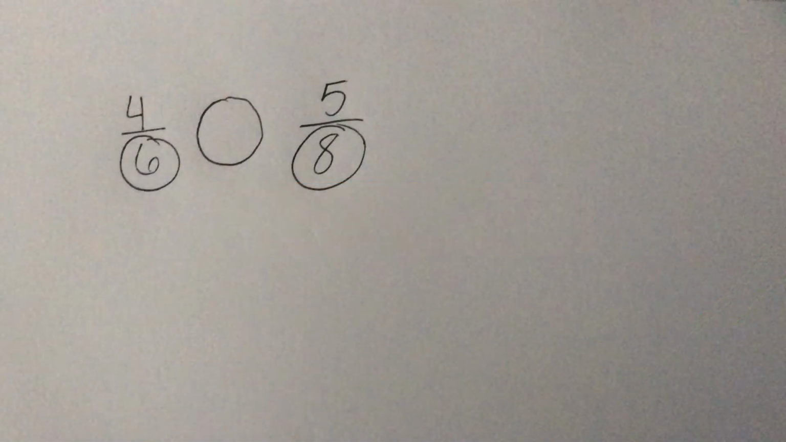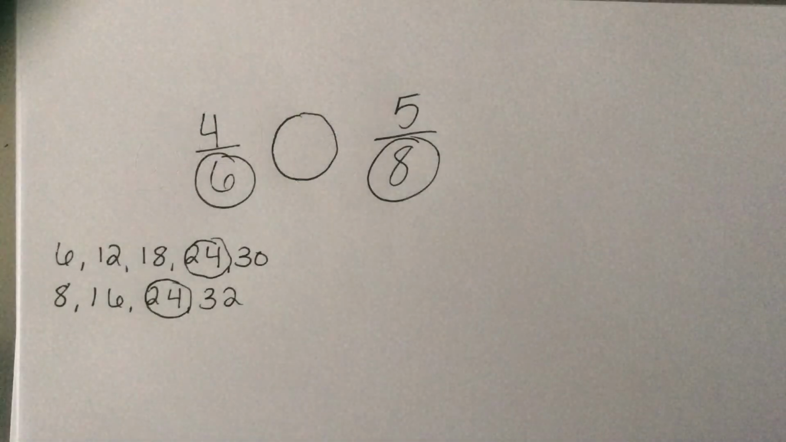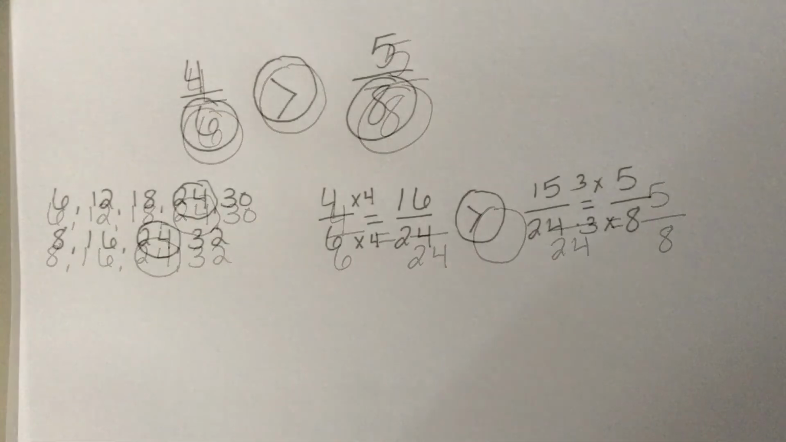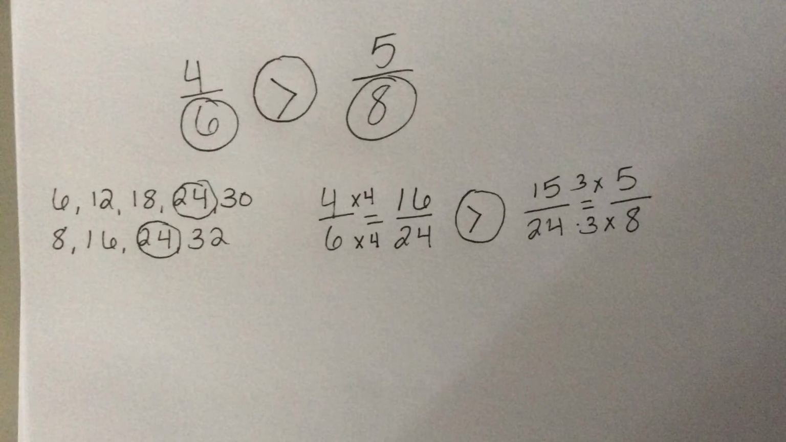So when we start to compare 4/6 and 5/8, I know that those denominators are different, so I list out the multiples of 6 and 8, and I find that 24 is a common multiple that I'm going to use as my denominator. So now I have to figure out 6 times what is 24 and 8 times what is 24.